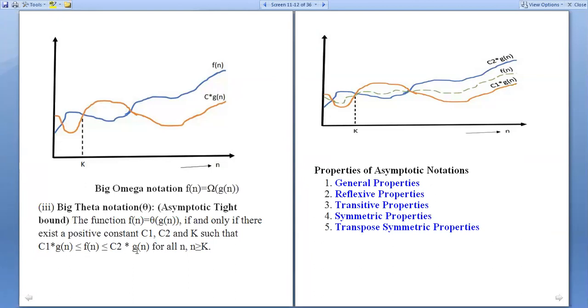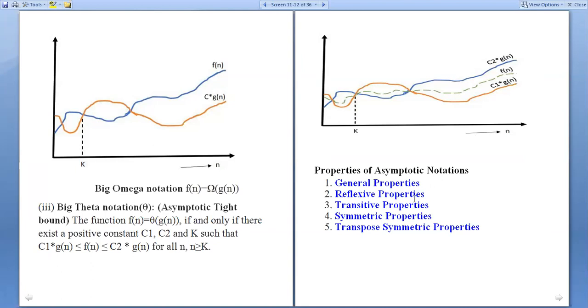Some constant times multiplied by g of n, for all n greater than or equal to K. N is the input size, n is the input we are taking. So in this graph, you can see we have C1 star g of n and C2 star g of n. In between that, we have the function f of n. So this is theta notation. This is the asymptotic tight bound.